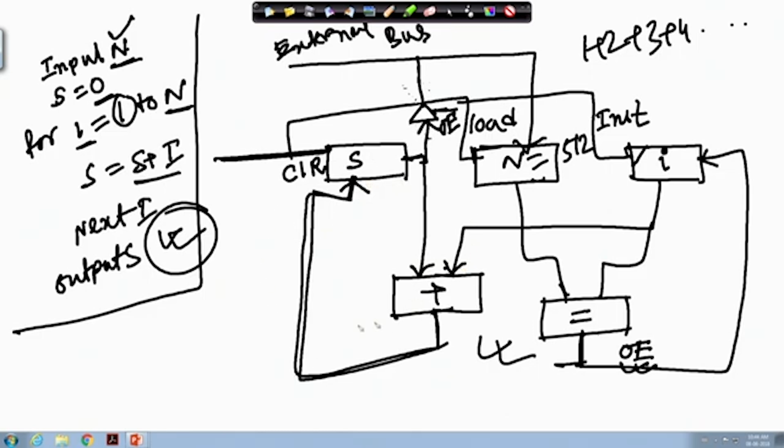In this fashion this basically runs, and how many times will it run? Up to 511 clock cycles it will run. Okay. So, this particular circuit will run for 512 clock cycles, and in the 512 clock cycles I will get the output at the external bus, if I select this n input as 512.